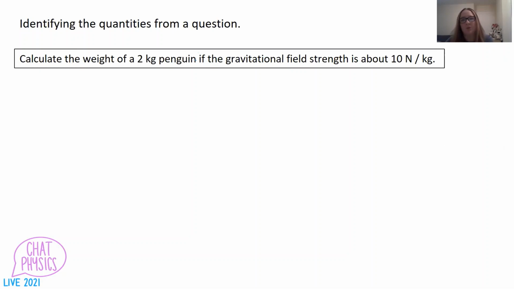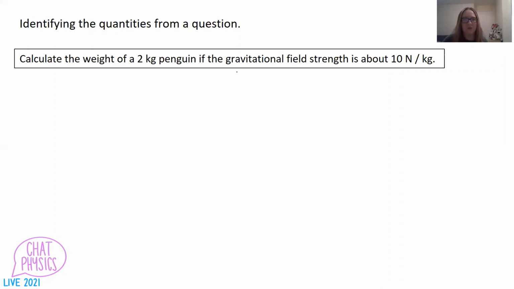I find it really important to consider the difference between quantities and units with students because we represent both quantities and units by shortened versions, just one or two letters, and I don't like the idea of them getting them confused. So let's think about the quantities first.